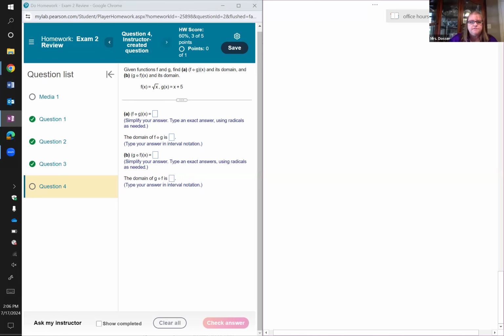This problem says, given functions f and g, find on part A, f composed with g of x and its domain, and on part B, g composed with f of x and its domain. And so it gives us the two functions. The first one, f of x, is equal to the square root of x. And the second one, g of x, is equal to x plus 5.